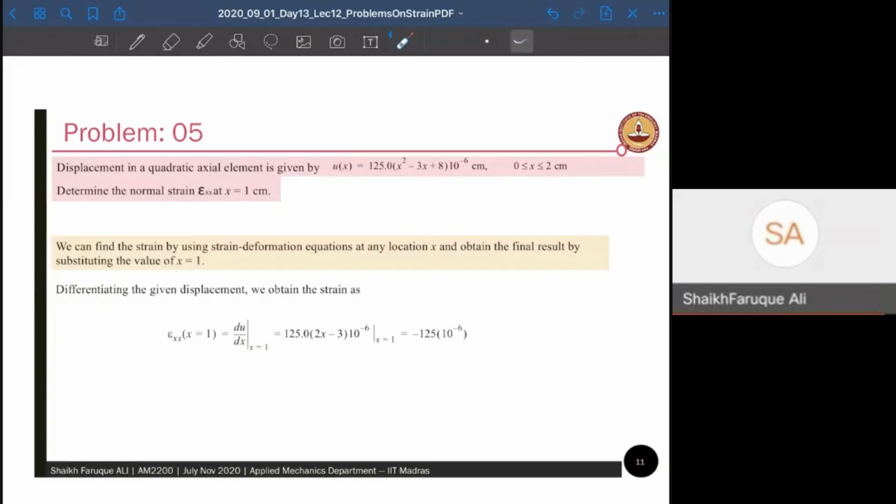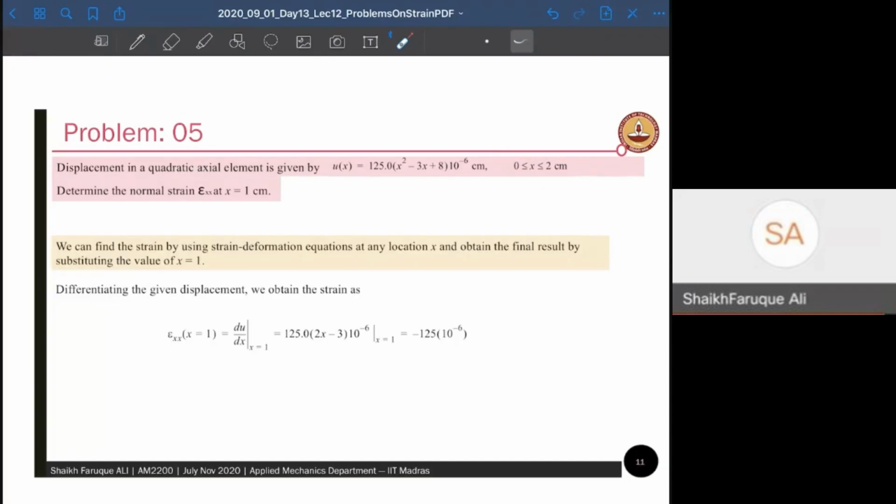Problem 5, displacement. Here you have been given the functional form of u of x: displacement in a quadratic axial element. These elements are used for finite element analysis. You don't need to know the nitty-gritty of finite element analysis, but assume that this is an axial element. For example, if you have an axial rod, when you discretize that rod into various small elements, you use axial elements. One of the axial elements is given as 125 x squared minus 3x plus 8, times 10 to the minus 6 centimeters, and it is valid between 0 to 2 centimeters.